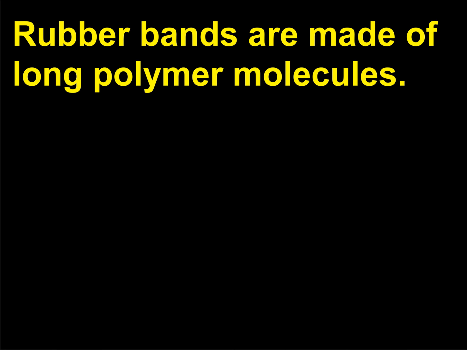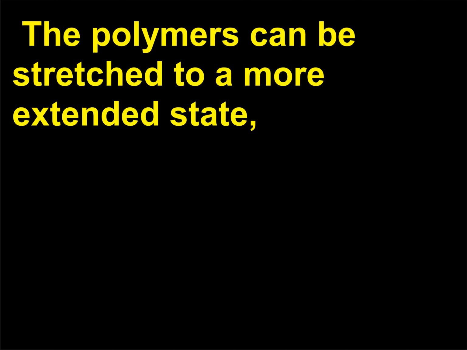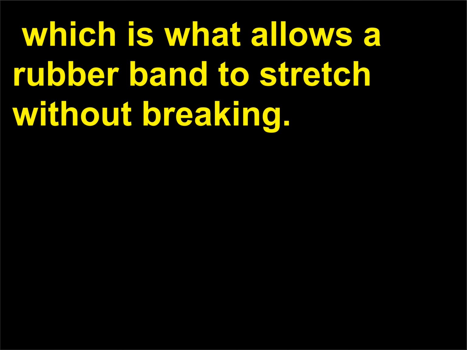Rubber bands are made of long polymer molecules. These are all tangled together, and you could think of them as being similar to a bunch of interwoven springs. The polymers can be stretched to a more extended state, which is what allows a rubber band to stretch without breaking.